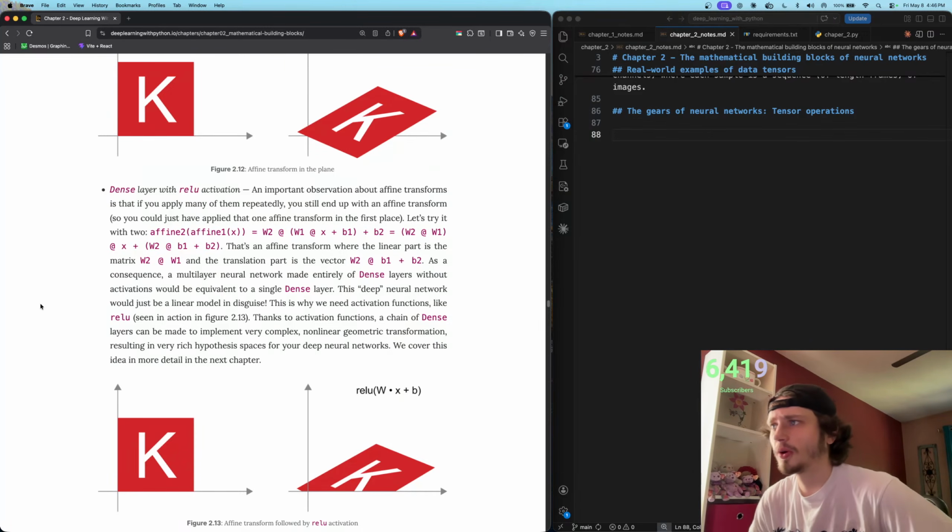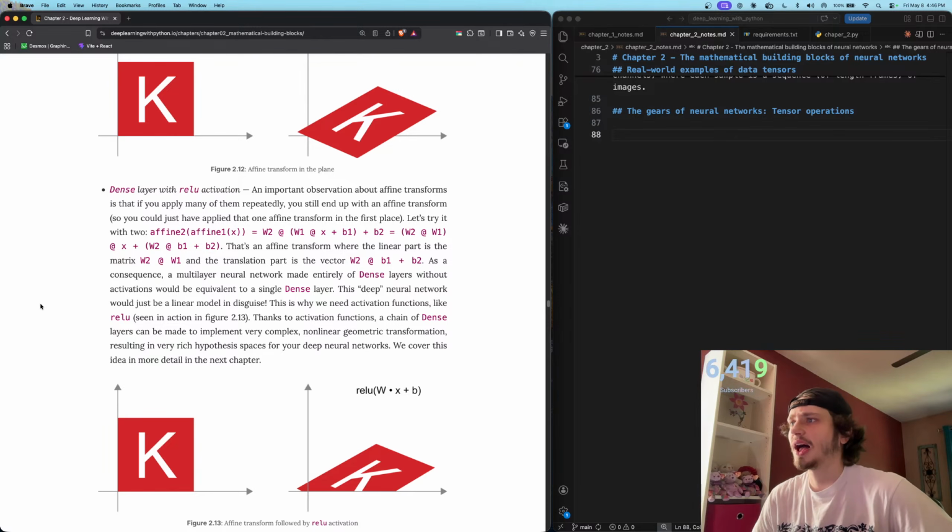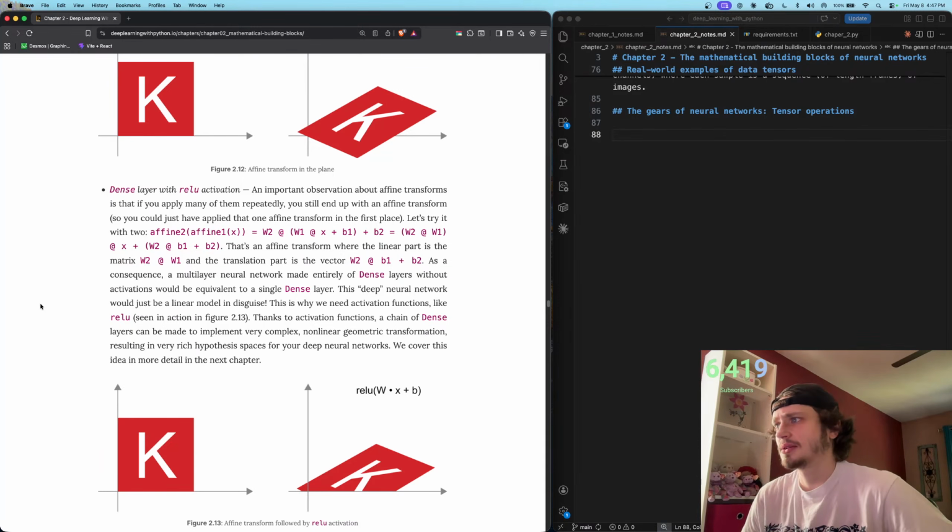Dense layer with ReLU activation. An important observation about affine transforms is that if you apply many of them repeatedly, you still end up with an affine transform. So you could just have applied that one affine transform in the first place. Let's try with two: affine2(affine1(x)) = W2 @ W1 @ x + b1 + b2 = W2 @ W1 @ x + W2 @ b1 + b2.